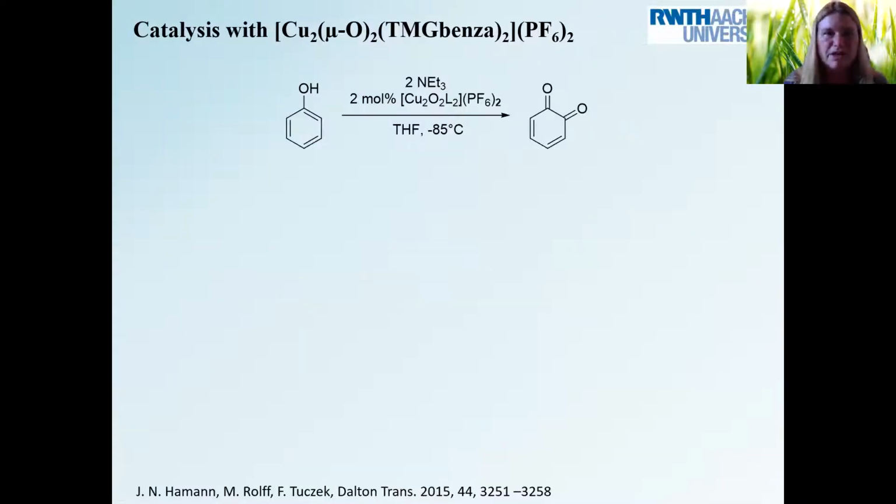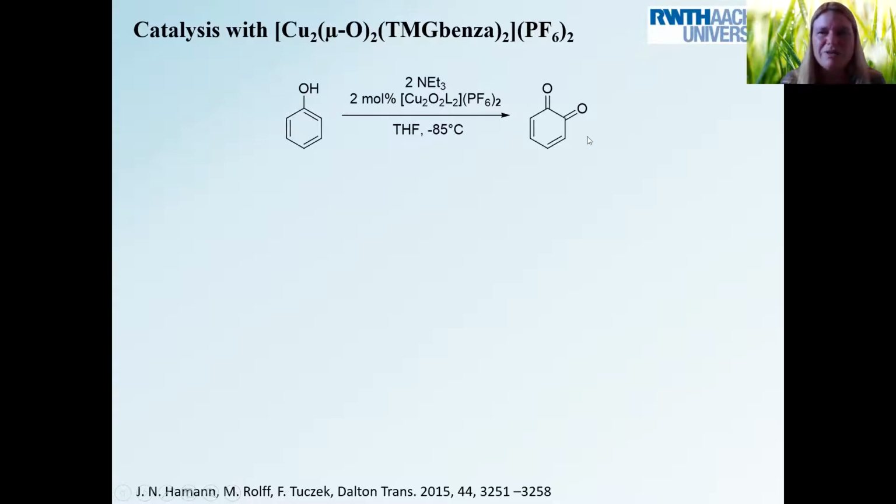Now going towards catalysis, normally we would just take a phenol, add in our complex, add in an auxiliary base, which is important for the catalysis, as the Tuczek group has already shown, and then come to the quinone. The problem is that a lot of quinones are so highly reactive that they want to go on with their reactivity and you cannot really trap them. So normally you see them in the UV, but you cannot really quantify how much is formed and how clean it is and what the other side products are, for example.